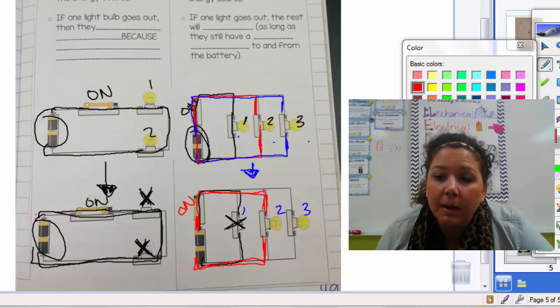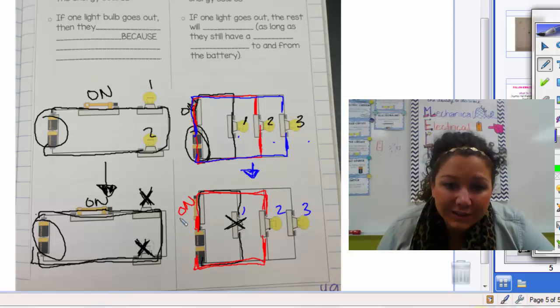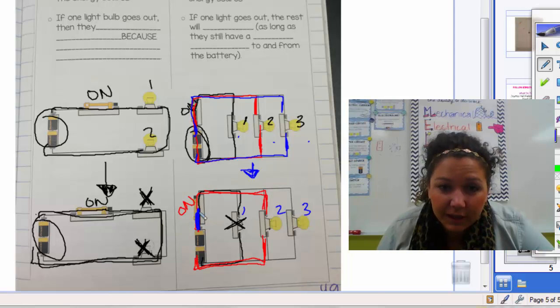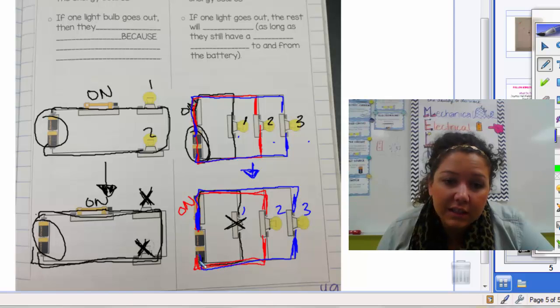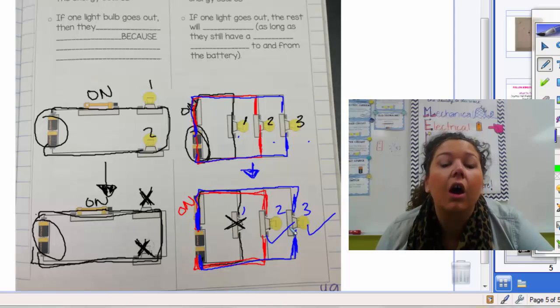Same thing here with light bulb 3. Right here, again, I start with my energy source. I hit light bulb 3. Everything is connected in the proper place, so light bulb 3 is still going to stay on.